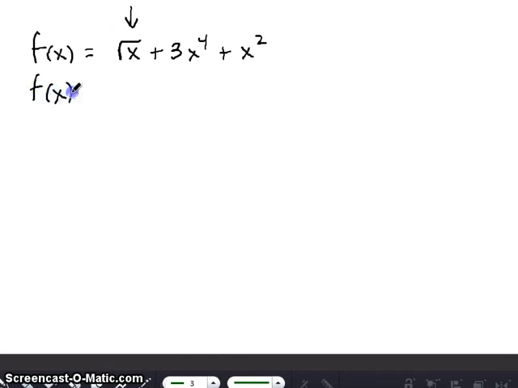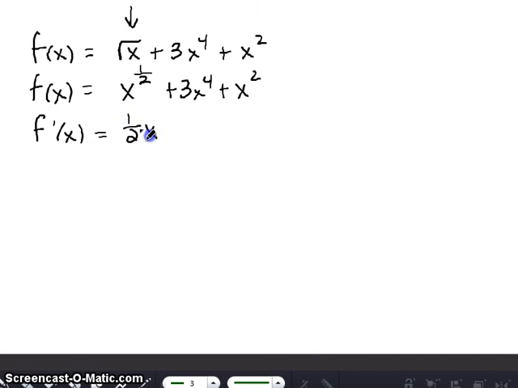But we can, since we are smart, rewrite this square root of x as something like x to the 1/2 power plus 3x to the 4th plus x squared. And that's going to allow us to use our power rule. So f prime of x would be 1/2 x subtract by 1, so negative 1/2 power, plus drop the 4 down. 3 times 4 is 12, x to the 3rd. Drop your 2 down, 2x to the 1st. So that would be your derivative.